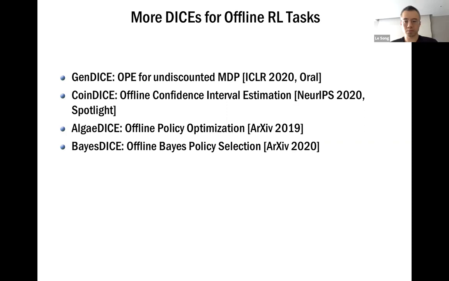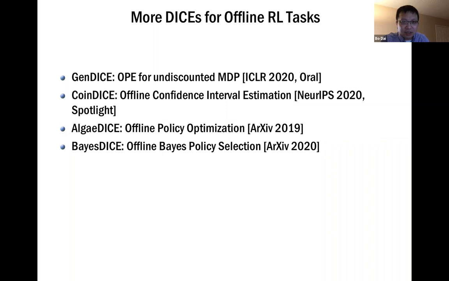I see. All right. So now can I say that this DICE family are the state-of-the-art methods of offline policy evaluation, and maybe optimization? I don't think we have state-of-the-art results on optimization yet. But for policy evaluation, we prove both theoretically and empirically it is the state-of-the-art right now.